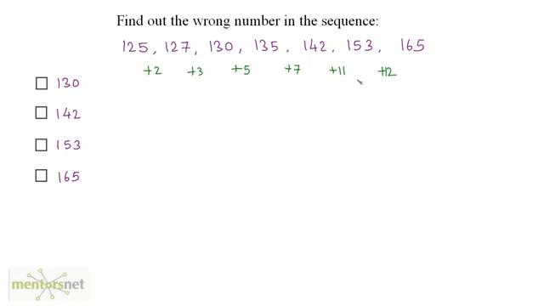And adding 12 to 153 will give you 165. So what's wrong here? Well, these numbers plus 2, plus 3, plus 5, plus 7 and plus 11 are all prime numbers, right? But this 12 is not a prime number, right? And by adding this non-prime number to 153, you are getting this number 165. This number should have been a prime number, right? But in this case it is not. Hence 165 is the wrong number in the sequence.